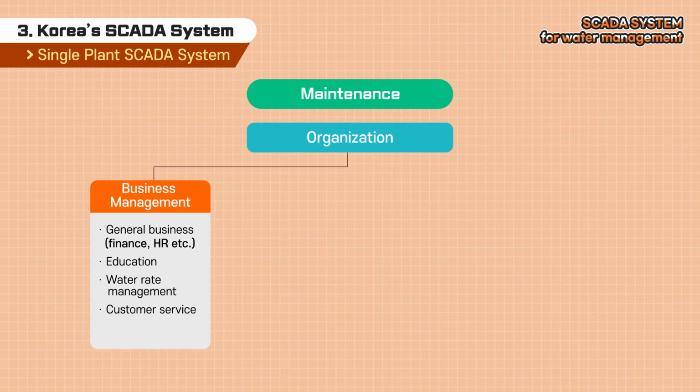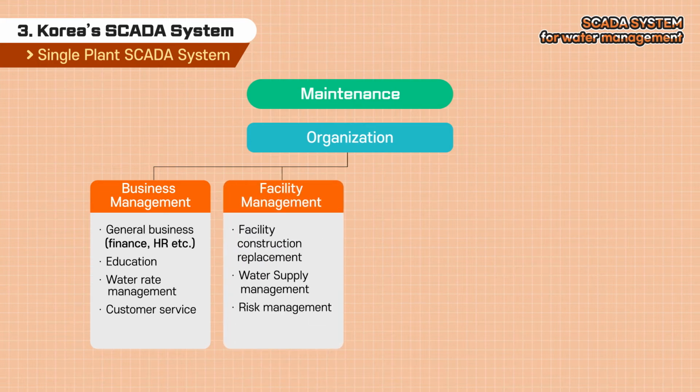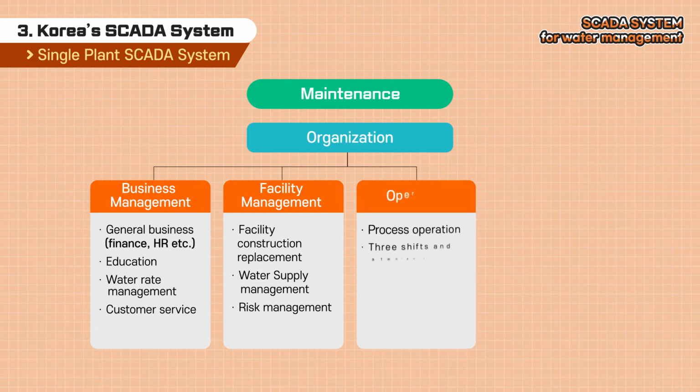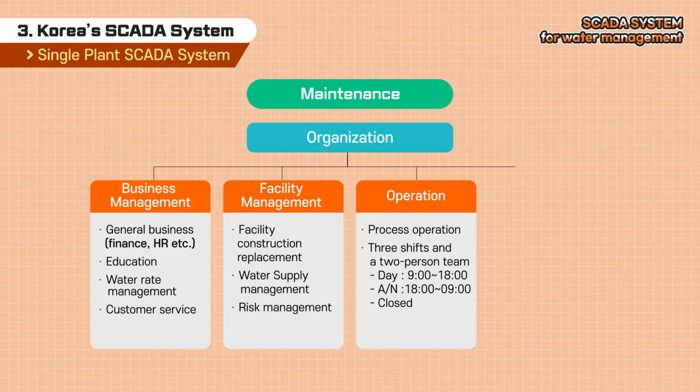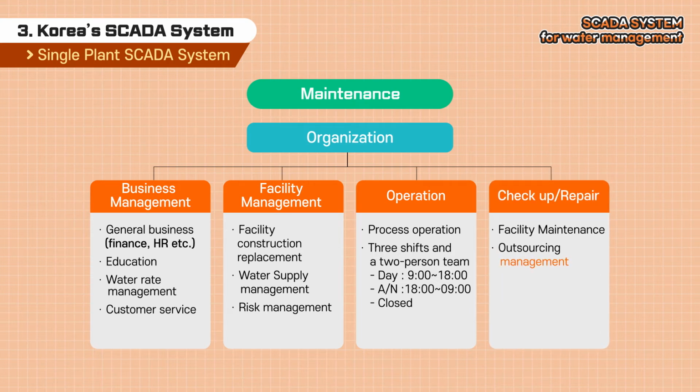such as finance and human resources management, education, quantity distribution, and customer management. The facility management team performs facility construction and replacement, water supply management and risk management, and the operation team performs the overall water treatment process and manages a 24-hour shift work for tap water production. Lastly, the maintenance team performs facility maintenance and outsourcing management.